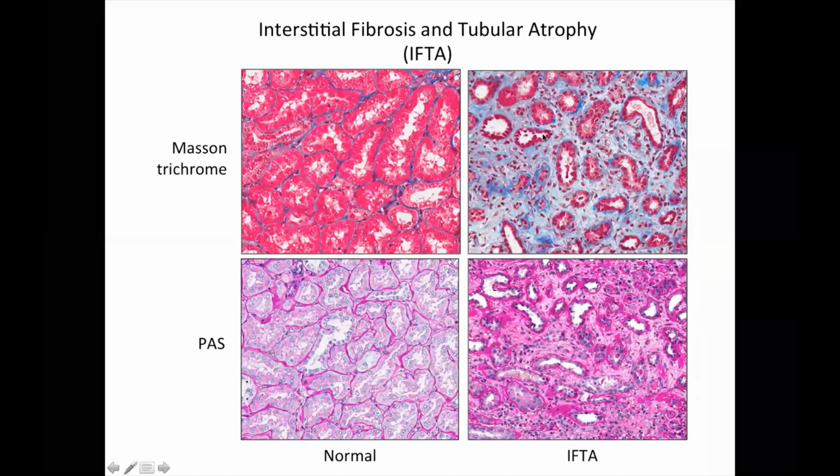These two, الفايبروسز اللي يبين إلينا على الترايكروم in the interstitial compartment, okay, and the atrophy of the tubules, these two are called IFTA, interstitial fibrosis, tubular atrophy. وزي ما قلنا it has grades اللي هو mild, moderate, severe.